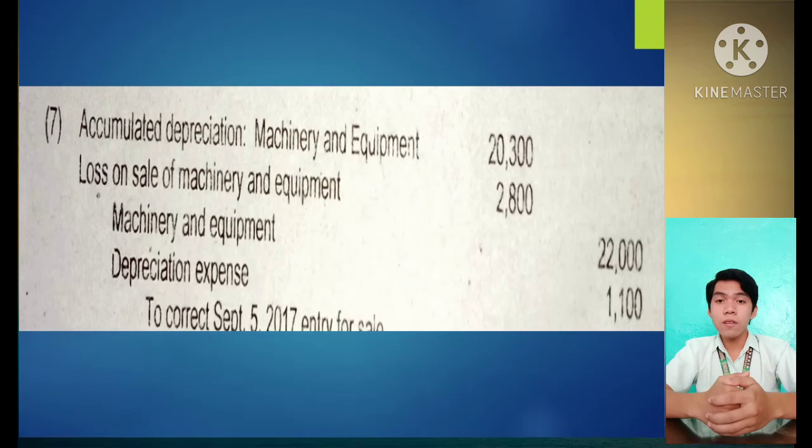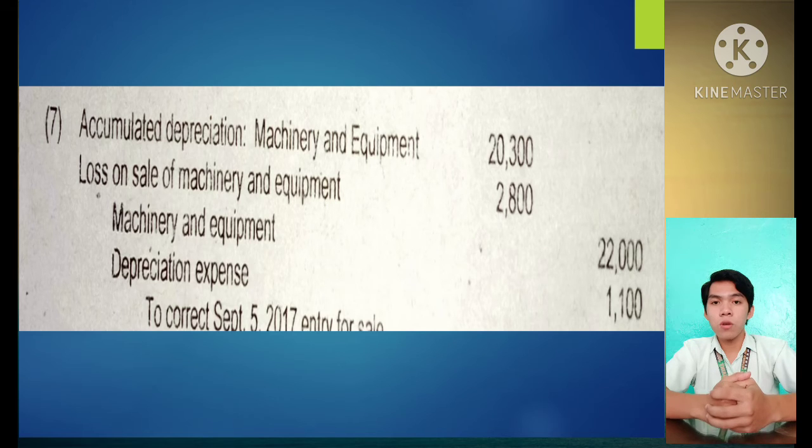For the credit account, you have to record machinery and equipment for 22,000 and depreciation expense for 1,100, which is from the deduction of 3,500 minus 2,400 for the depreciation expense for 2017.